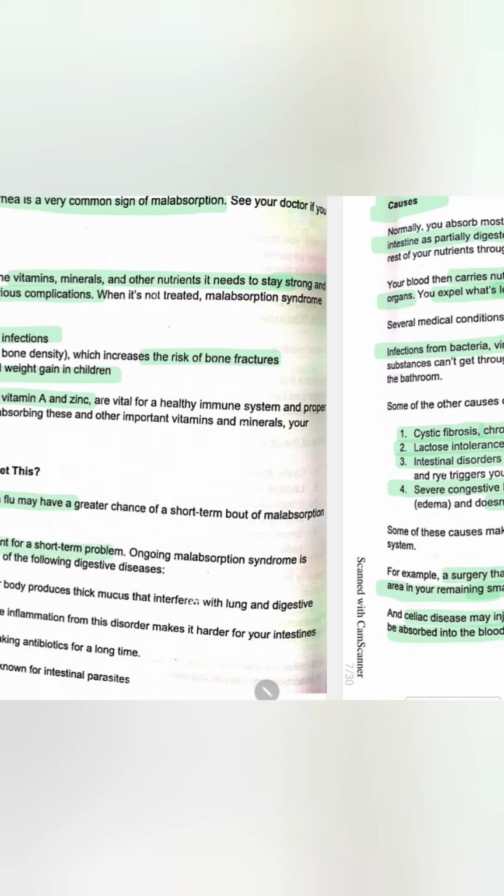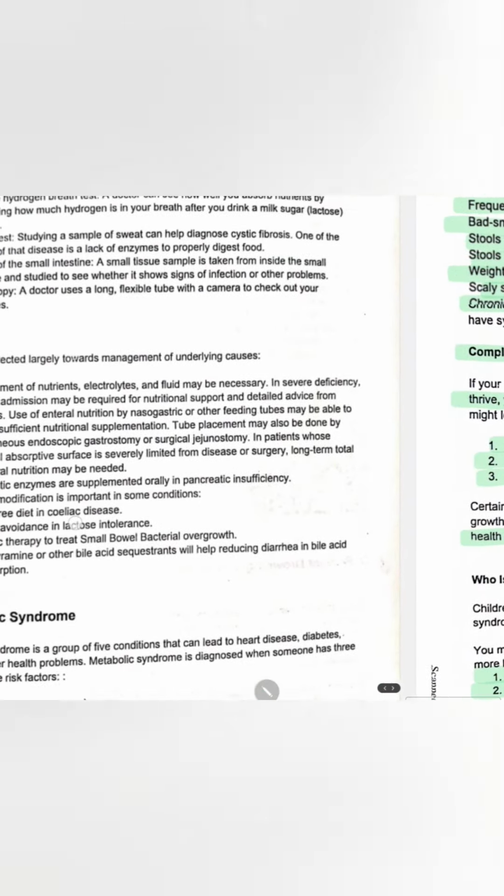Ongoing malabsorption is more likely if one of the following digestive system diseases is present, like celiac disease, cystic fibrosis, Crohn's disease, and the use of laxatives or antibiotics for a long time, intestinal surgery, and traveling to places known for intestinal parasites.